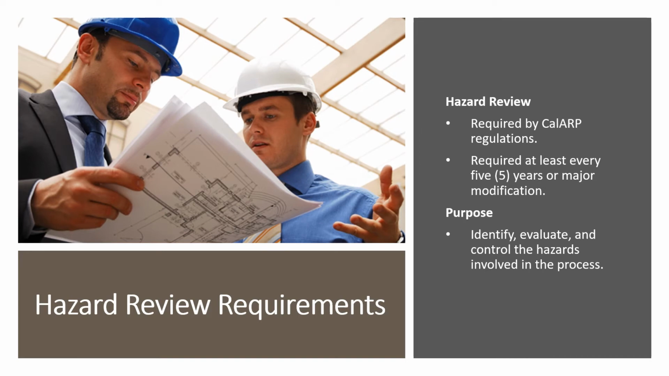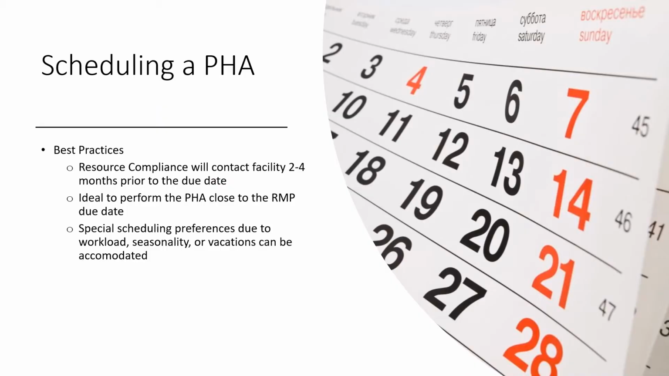It is worth mentioning that smaller systems may only be subject to the Program 2 requirements of RMP or CalARP. When this is the case, the facility is required to conduct a hazard review in lieu of a full PHA. At Resource Compliance, we follow the same protocols for both PHAs and hazard reviews, so we've settled on using the term PHA in either instance.